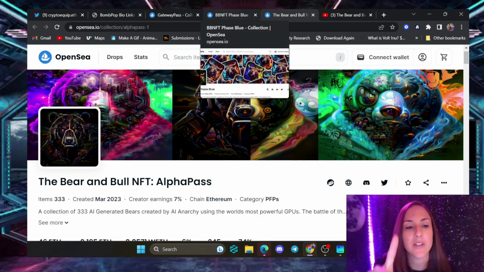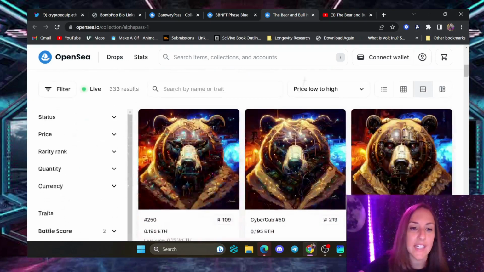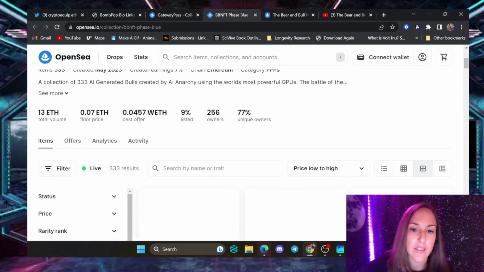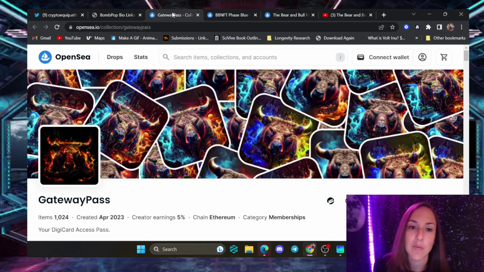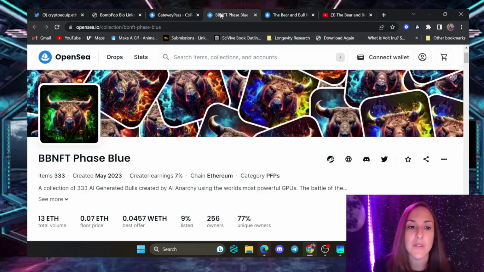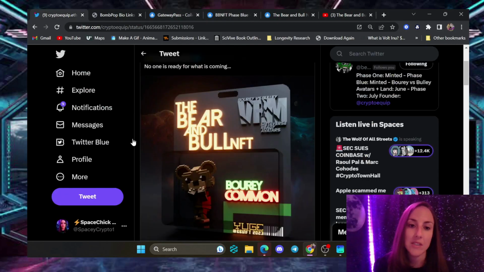All right, according to that tweet, you're gonna have to own one of these. You don't have to own both, but you're gonna need to own at least the Bear and Bull NFT Alpha Pass, and these are the bears right here, or you have to own one of these, the bulls, which is called the blue phase. So you have to hold one of the bulls or the bears, and including this gateway pass. So if you hold a bear, you have to hold a gateway pass in order to try to mint one of these really badass guys right here coming up on June 14th. Or if you have a bull, you're gonna have to own one of these gateway passes in order to qualify to be able to mint one of these.